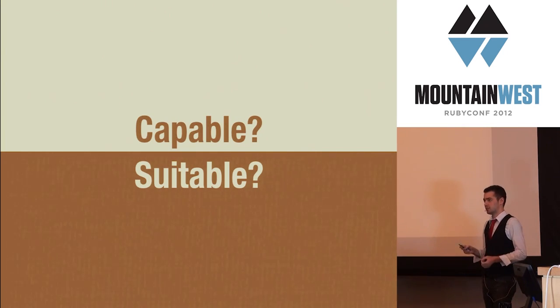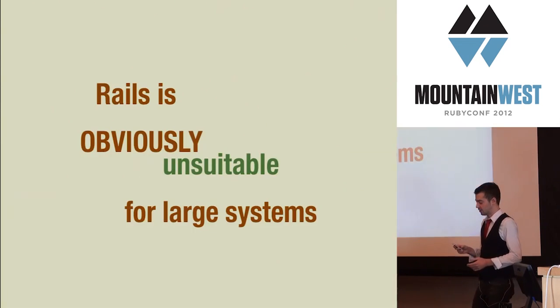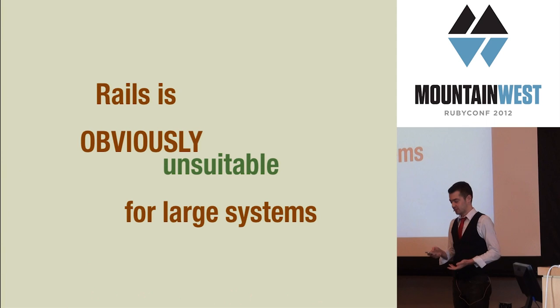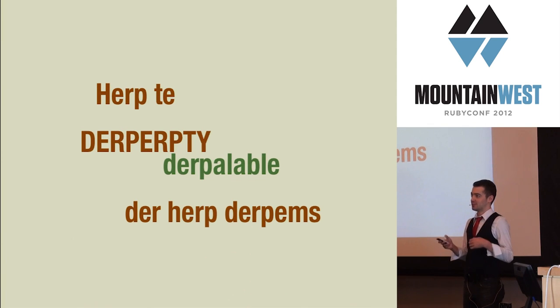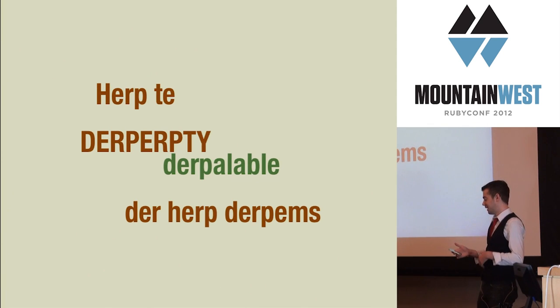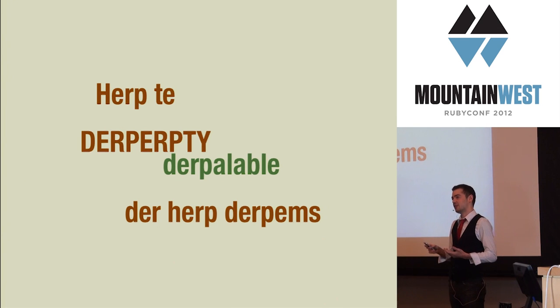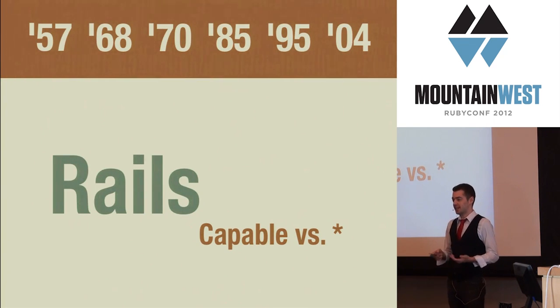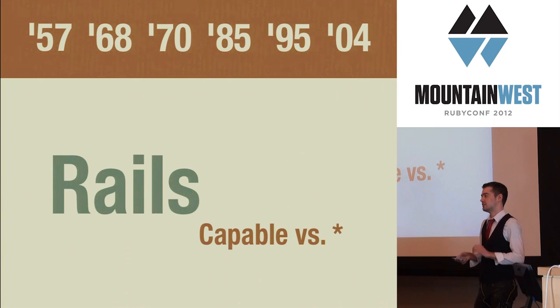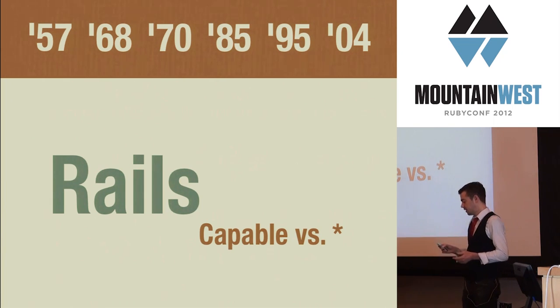Now, if you asked a Java programmer in, say, 2006, he would tell you, Rails is obviously unsuitable for large systems. But we've heard this before with the reactions to the relational model, to structured programming. This is what always happens when there's new stuff. So I think that Rails is primarily a capability increase. There are a lot of things you can say directly in Rails that you could not directly say before it.